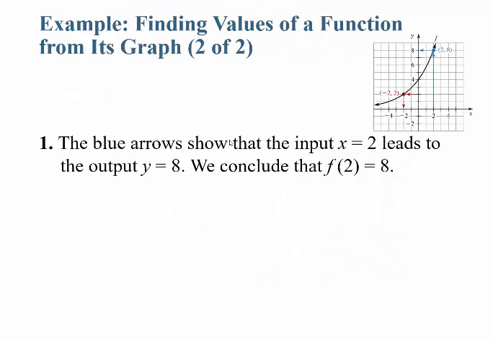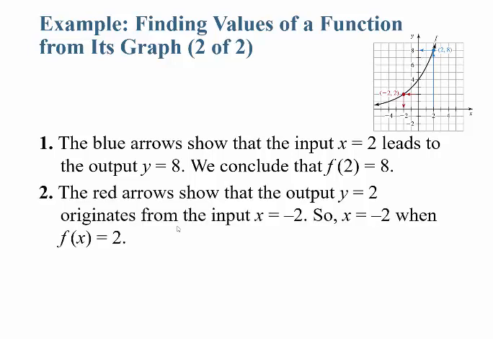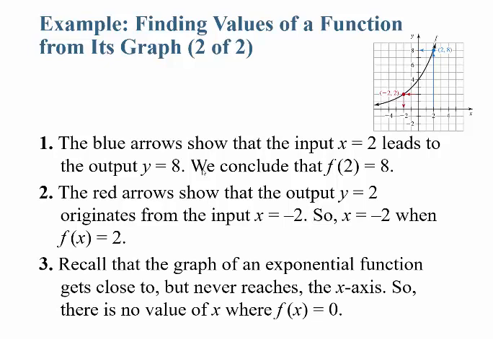We see here the blue arrow shows that when the input is 2, the value of the function is 8. So f(2) is equal to 8. The red arrow shows that when the output y is equal to 2, the input was x equal to negative 2. So x is equal to negative 2 when the function is equal to 2. And recall that the graph of an exponential function gets close to but never reaches the x-axis. So there is no value of x where f(x) is equal to 0.